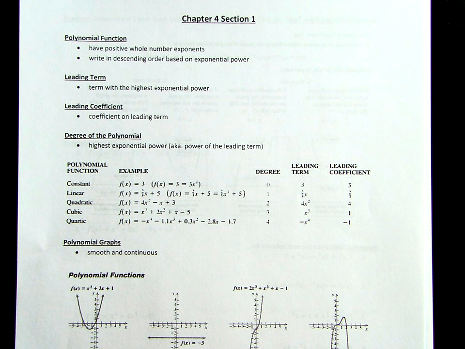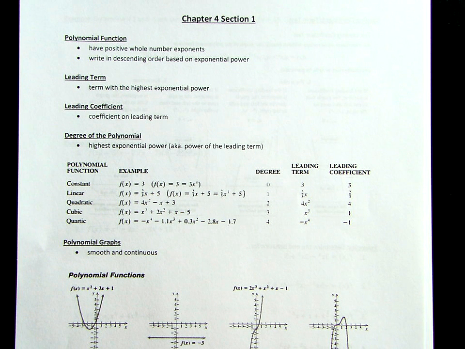That's key. So quadratics, those are x squared, those are polynomial functions. Polynomial functions, though, can have, obviously, higher powers. It's not just x squared. You can have x to the third, x to the 12th, x to the whatever. Usually, we see these written in descending order based on their exponential power. So that is a really good habit to get into.